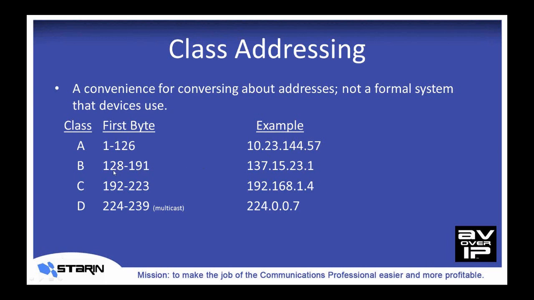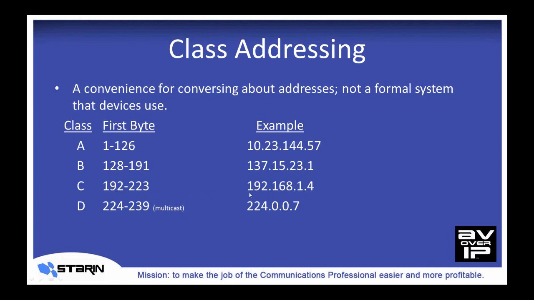If the first byte falls between 128 and 191, then this is a Class B address. And by the way, by convention, if the mask doesn't change this, the fact that it's a Class B address means that the first 2 bytes designate the network. So we would say that this is a Class B address, and the network is defined by these 2 bytes here, 137.15. Class C addresses, like the ones that you typically use in your home router, begin with some number between 192 and 223.